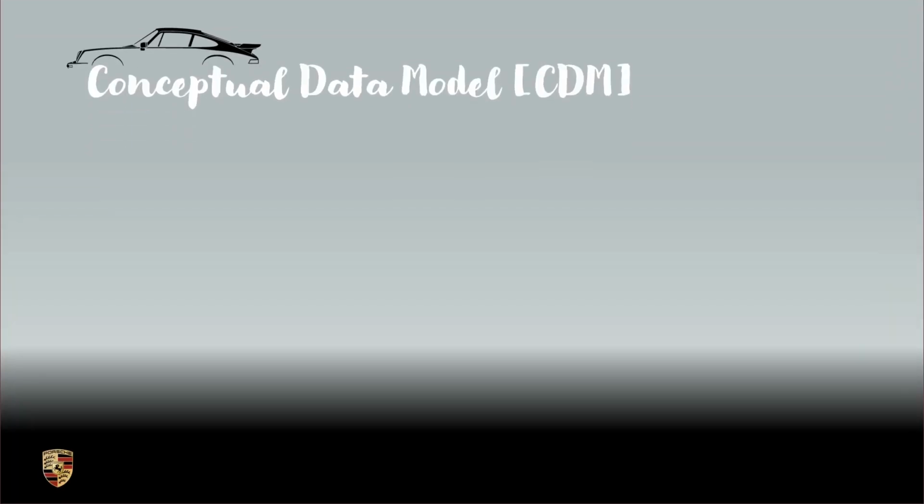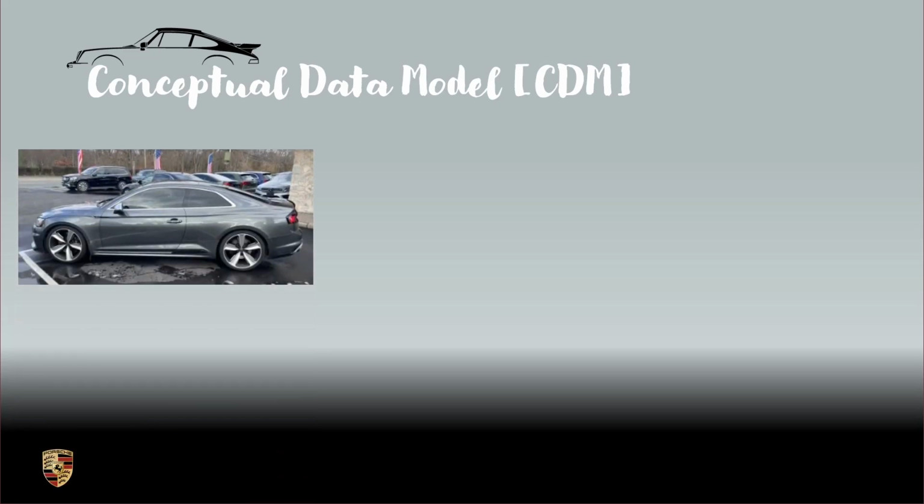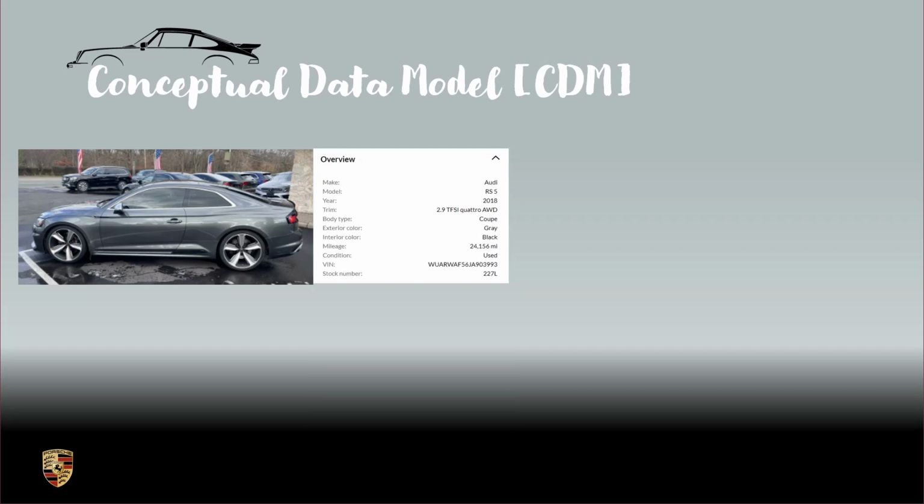Now let's say I found the Audi RS5 that I was looking for. You can think of the specific vehicle that we found as the entire vehicle table. So when you scroll down, when you find the car that you're looking for, you can see an overview. This overview contains any type of information for the car, which includes the mileage, the color, the trim, the year, the make, the model, the VIN number.